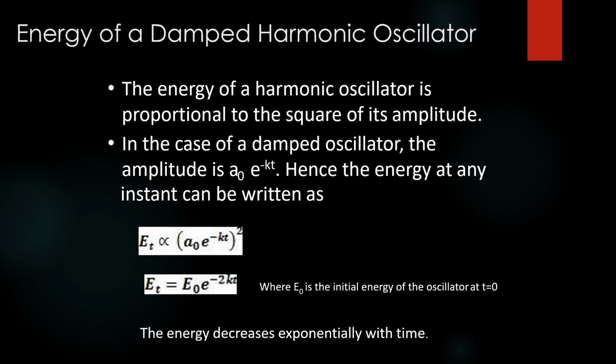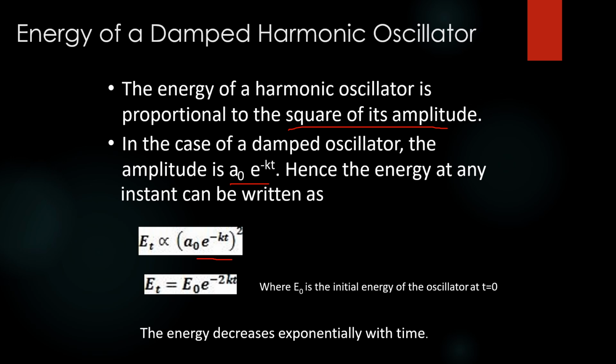Now next we are going to discuss the energy of a damped harmonic oscillator. The energy of an oscillator is proportional to the square of its amplitude. In the case of a damped oscillator, the amplitude is a0 e raised to minus kt. Hence the energy at any instant is proportional to the amplitude square. Here the amplitude is a0 e raised to minus kt the whole square.